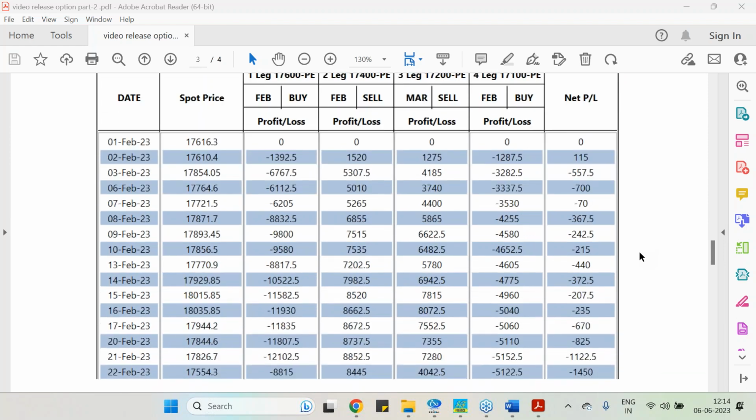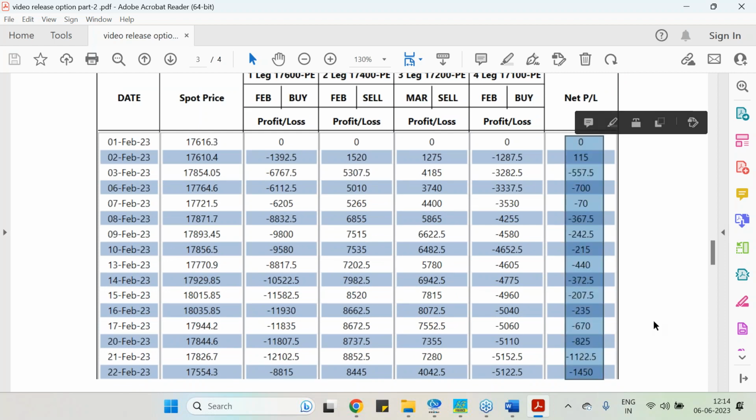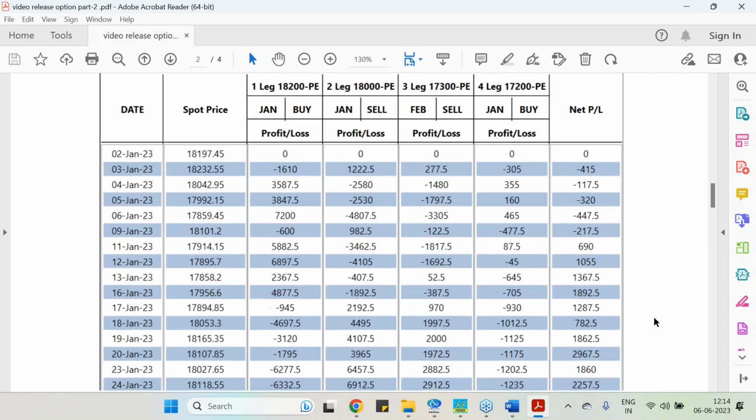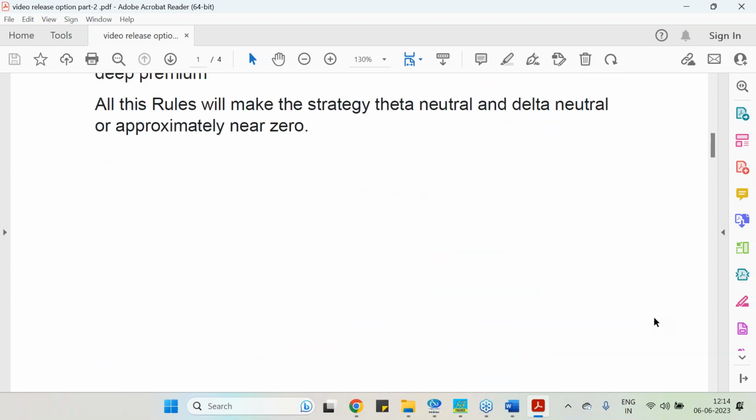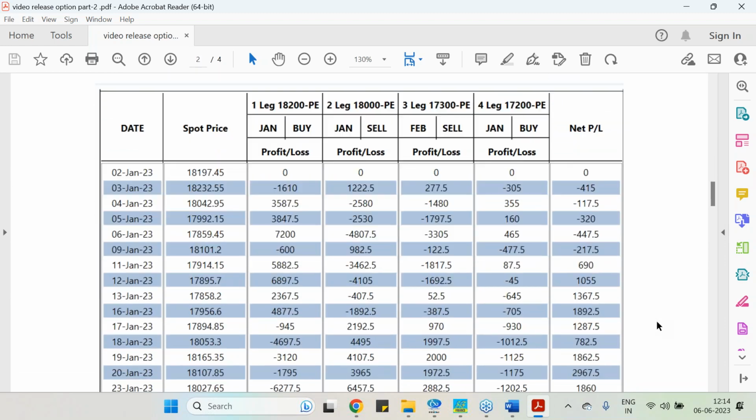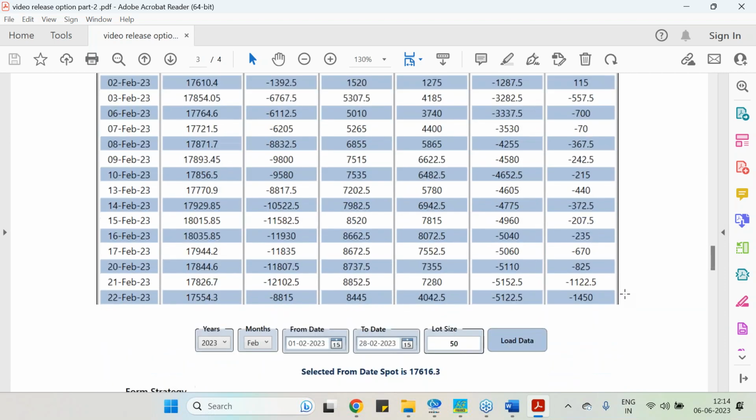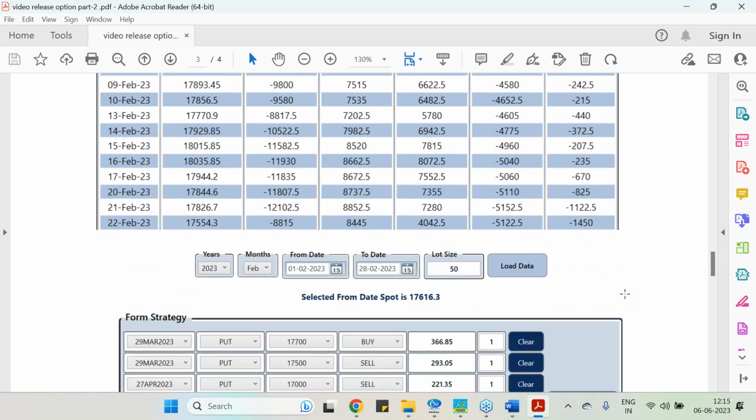So by this process we are finding out, and we are seeing here all the days we are getting negative, though it is a small negative, but negative. So last rule we are not following, the rule number 5 we are not following. January we have not followed, so we got little profit, and February we also violated that rule, so we got little loss.